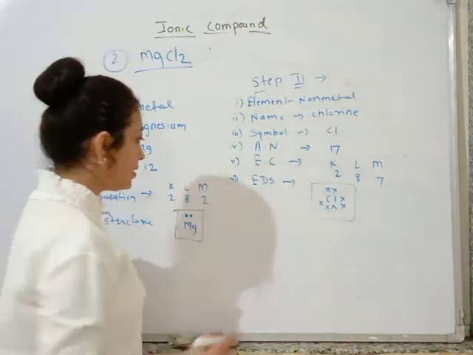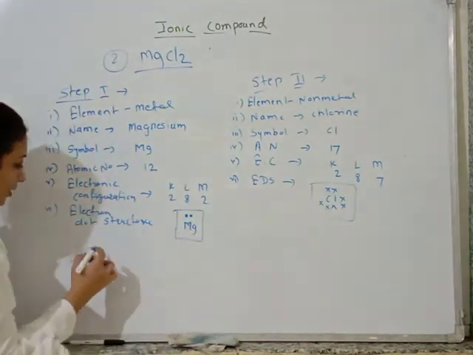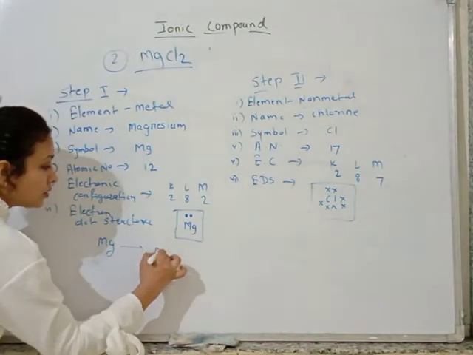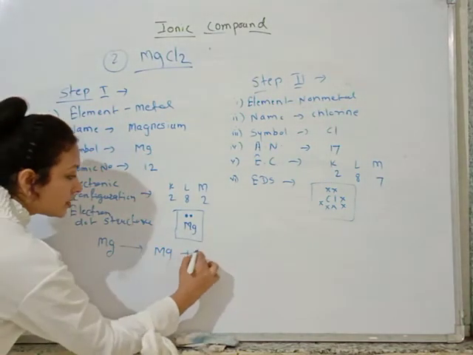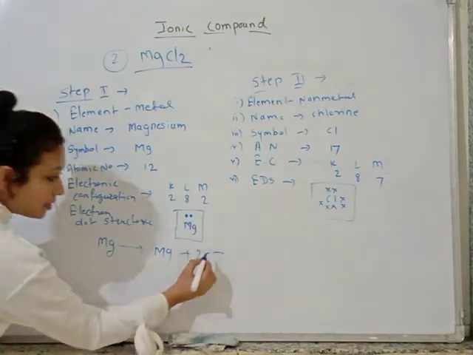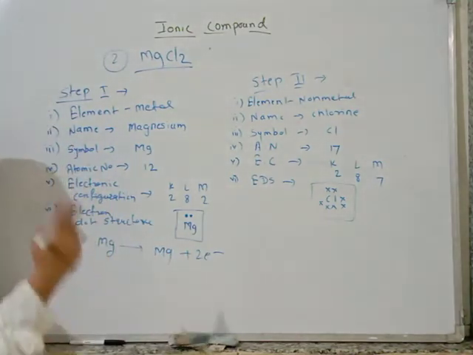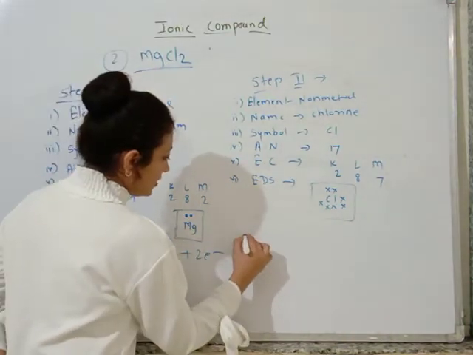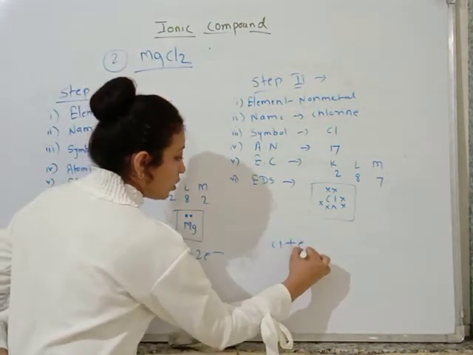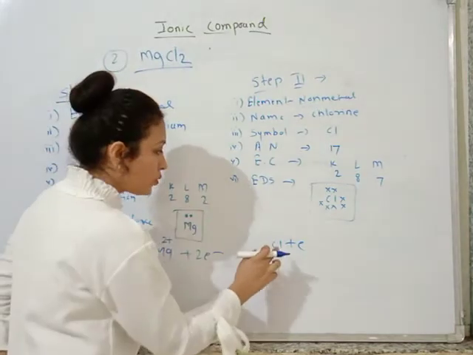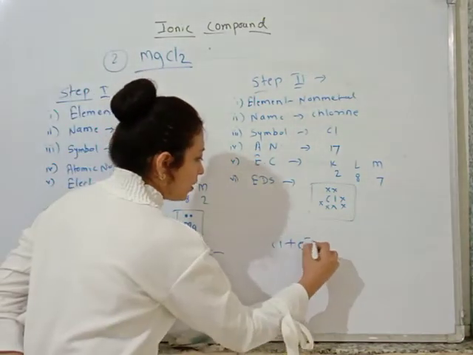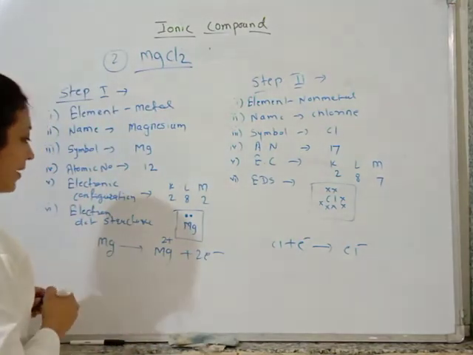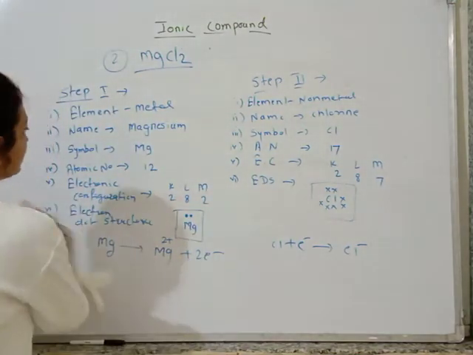Write in full words. And now we will write here also that Mg is going to lose 2 electrons. Once it loses 2 electrons, it gets 2 plus charge. And now the chlorine, one chlorine is going to accept 1 electron. So there will be a Cl minus. Now we will write step 3.